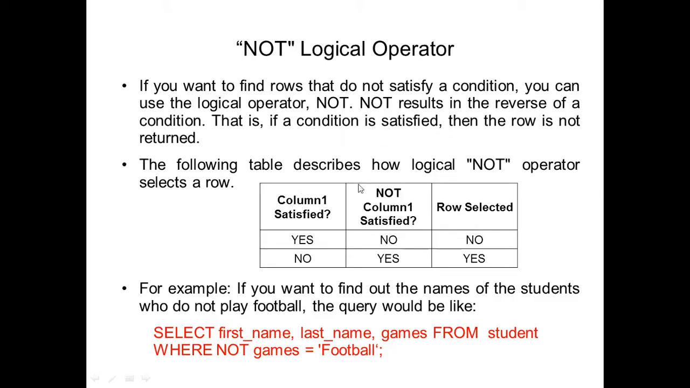The following table describes how it will be. Select the row. Column 1 satisfied, yes. NOT column satisfied, no. And then the row will be no. Means if it is yes, output will be no. If no, output will be yes.